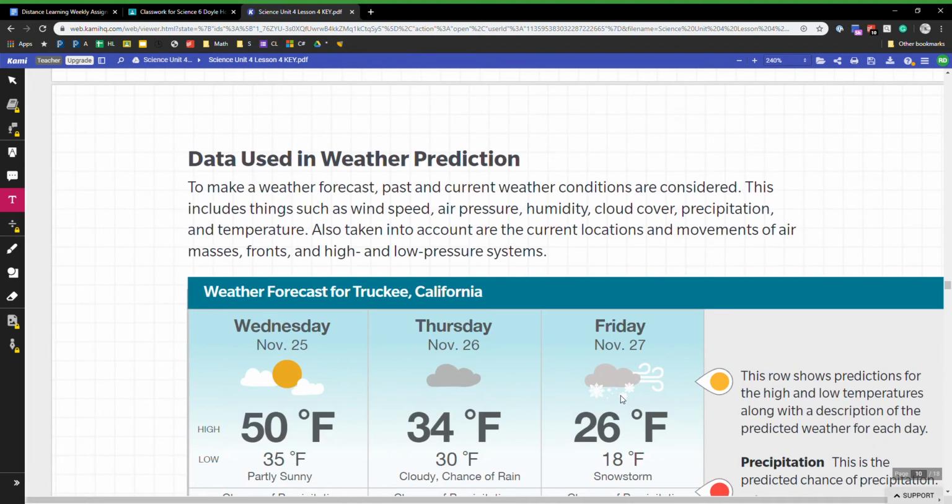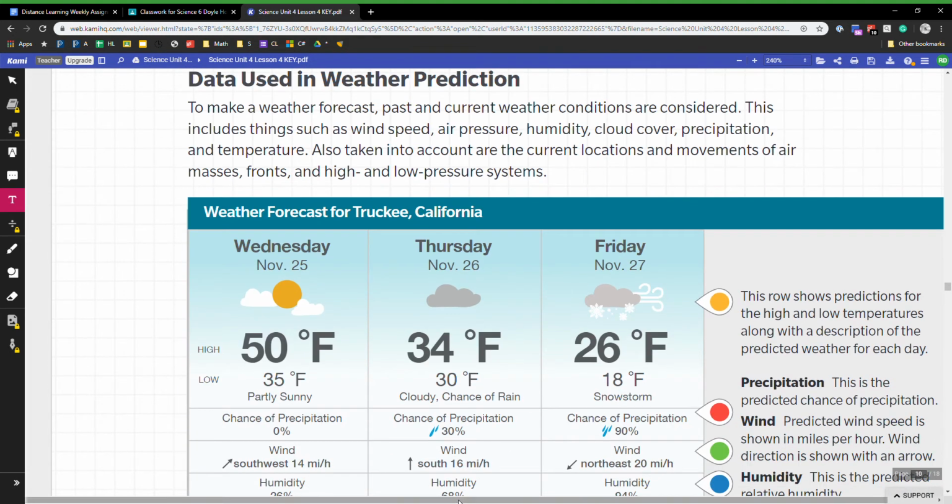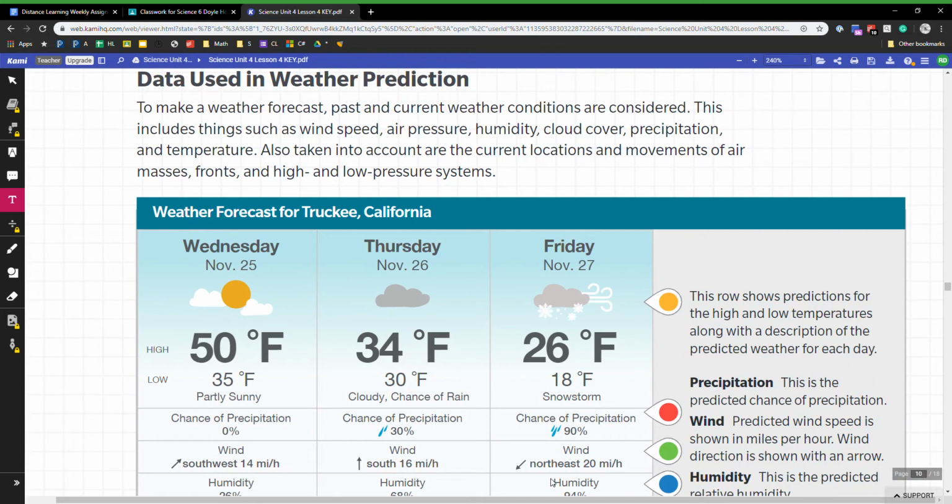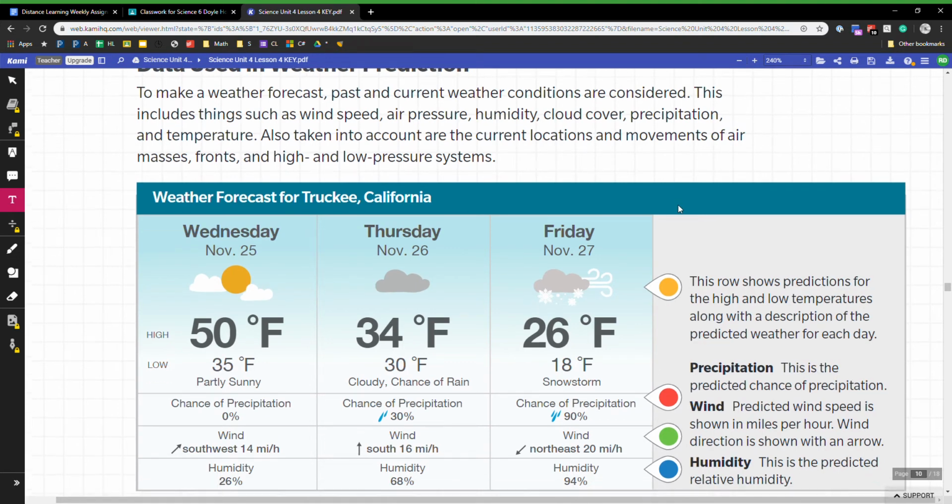So down here it's talking about data used in weather prediction. It's talking about how to make weather forecasts, you use past conditions, current conditions, and sometimes even past conditions. Past can mean the past few days or years back in time even. And they also take into account current locations and movement of air masses, fronts, high-low pressure systems.